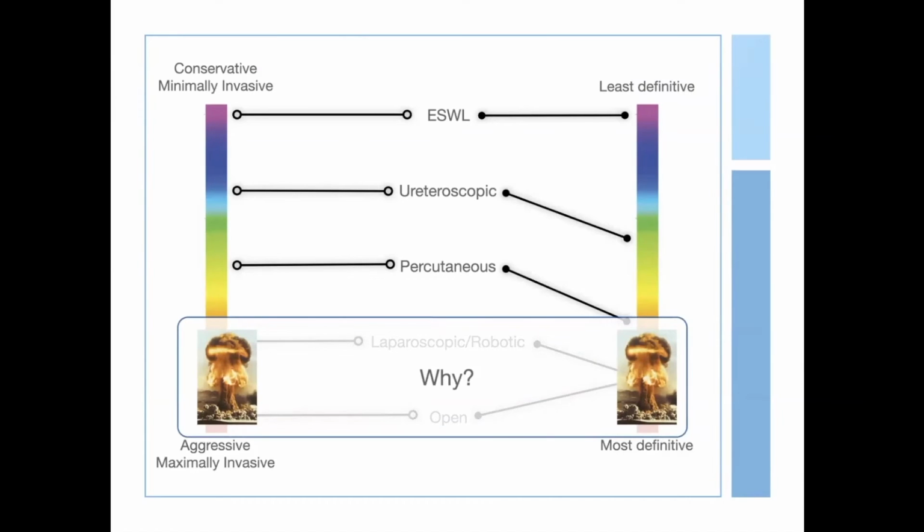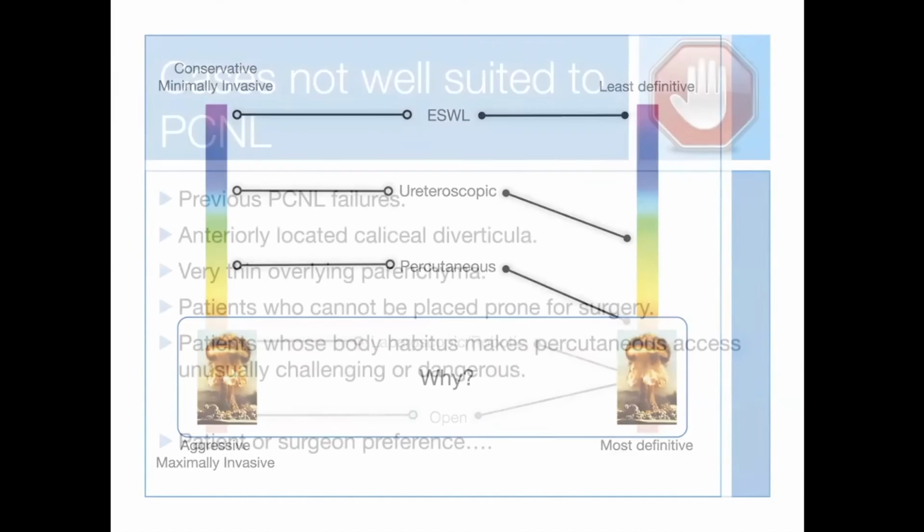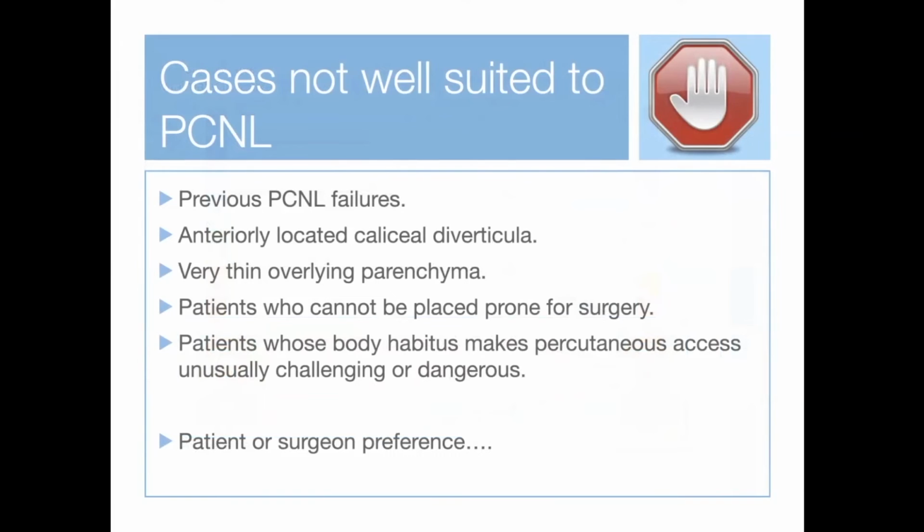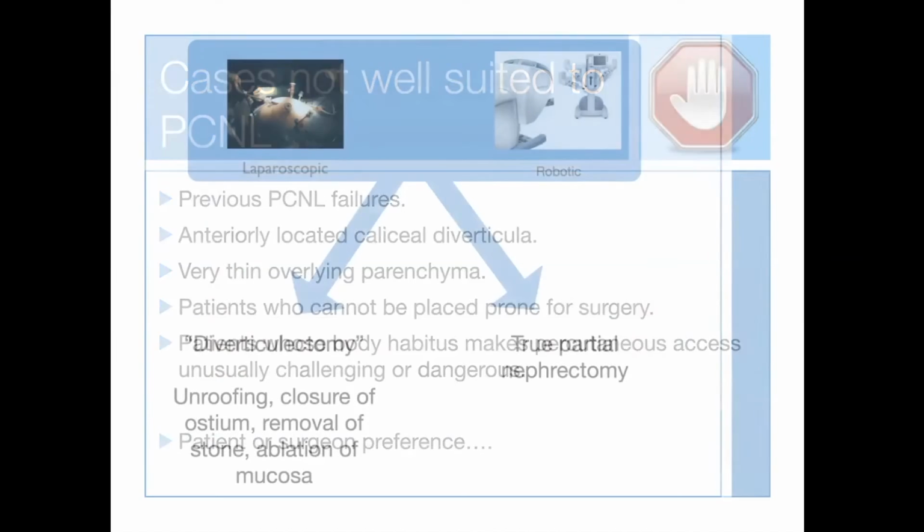Well, why would we go more nuclear in these settings? Well, sometimes PCNL fails in the case of diverticula. It can be difficult to do in anteriorly located caliceal diverticula, and is an issue because of very thin overlying parenchyma or patients who cannot be placed prone, for example, for surgery. Sometimes body habitus can make percutaneous access unusually challenging or dangerous, and sometimes it's patient or surgeon preference.